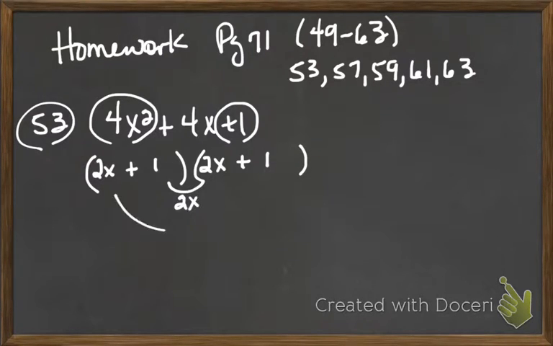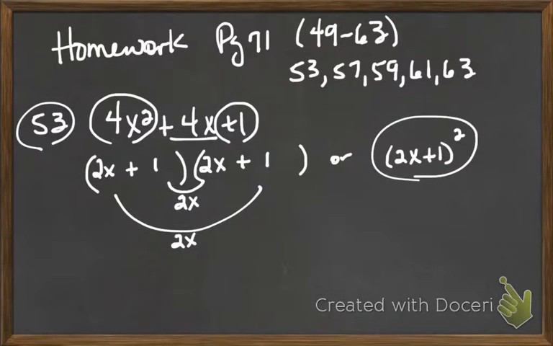The inner terms multiply to be 2x, the outer terms multiply to be 2x, and 2x and 2x do combine to be your middle term. Your book will probably write 2x plus 1 times 2x plus 1 as 2x plus 1 squared. That's just the more acceptable answer.